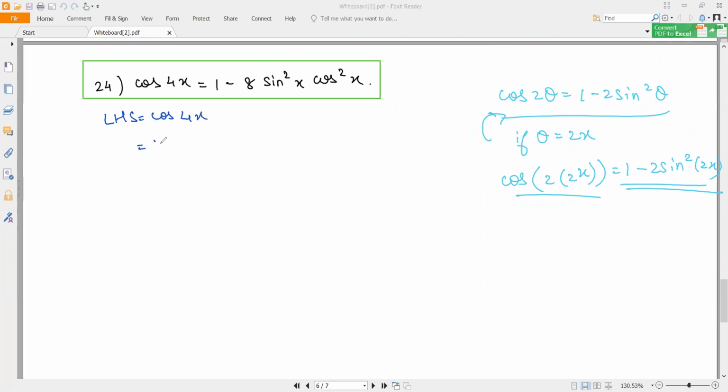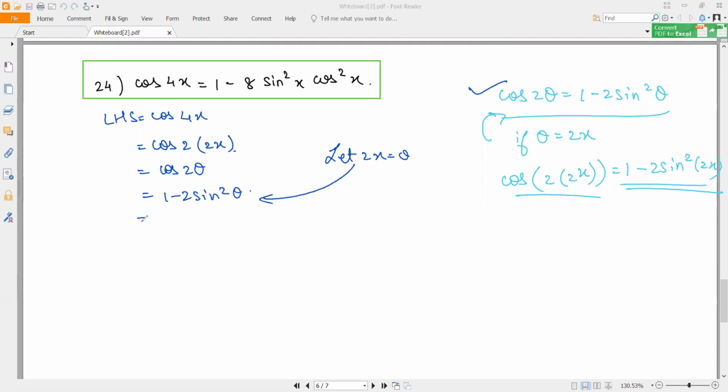Again, cos 4x can be written as cos of 2 into 2x. Let's let 2x is equals to theta. So this is cos 2 theta. Cos 2 theta is equals to this formula, 1 minus 2 sine square theta. Now again, I'm resubstituting the value of theta over here. So 1 minus 2 sine square 2x.